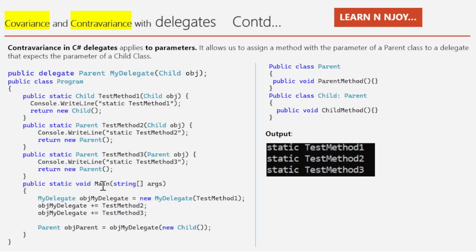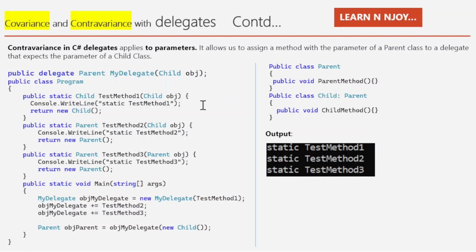Now in the Main method, I have instantiated myDelegate and assigned TestMethod1 to it in its constructor, and then added TestMethod2 and TestMethod3 also in the invocation list. And finally, I have invoked all methods using the delegate, and that's why I wrote Parent obj parent = objMyDelegate(new Child). And if you see the output, we got static TestMethod1, static TestMethod2, static TestMethod3 as expected.